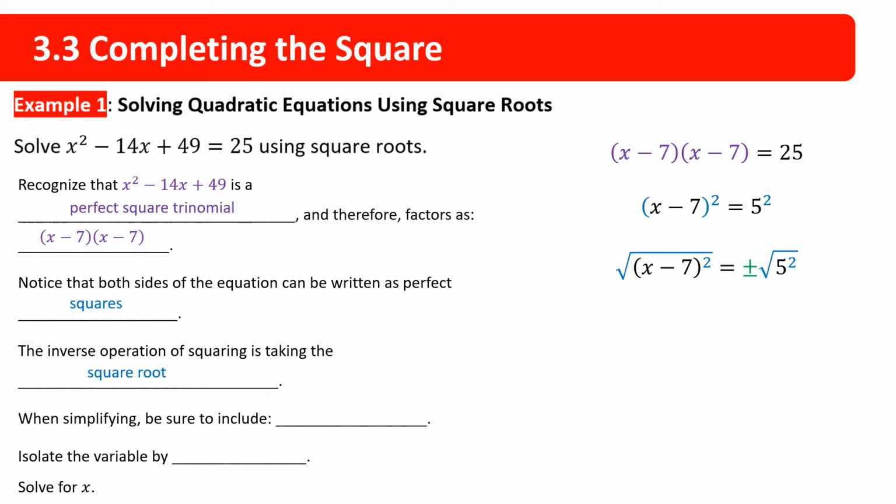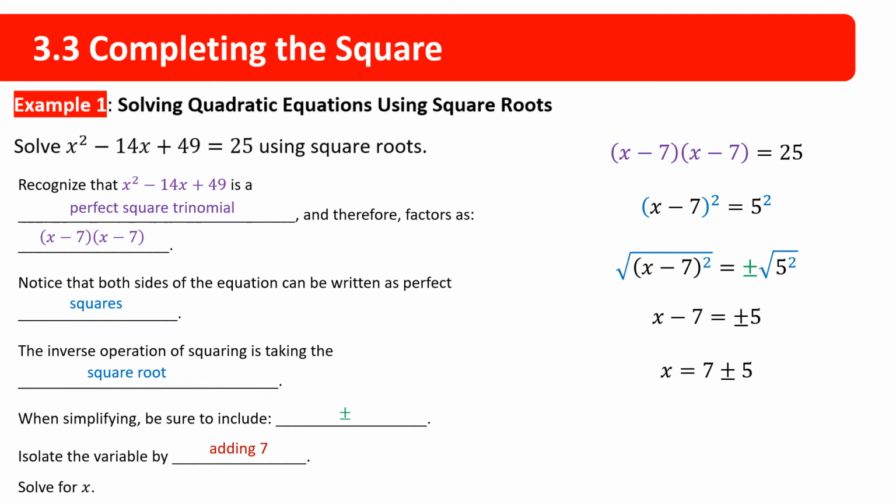There's a minus 7, there's the square. When we take the square root, that's going to lift off. When we do that, however, be sure to include the plus or minus on the right-hand side. It's the square root of 5 squared. You know that's going to be 5. Now our goal is to be able to say x equals, so we're going to add 7 to both sides.